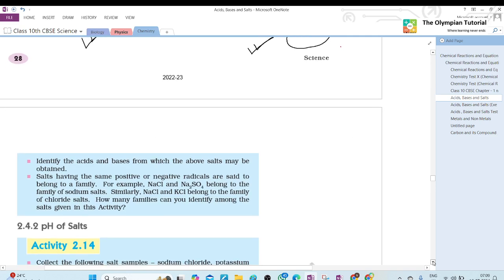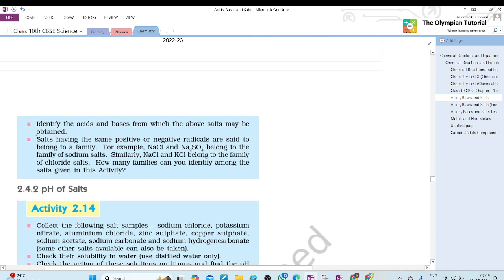Friends, you have to learn this one. Tanya, you have written the formulas or not? Okay. Salts having the same positive or negative radicals are said to belong to a family. For example, NaCl, Na2SO4. Tanya, is NaCl a salt? Yes, ma'am.